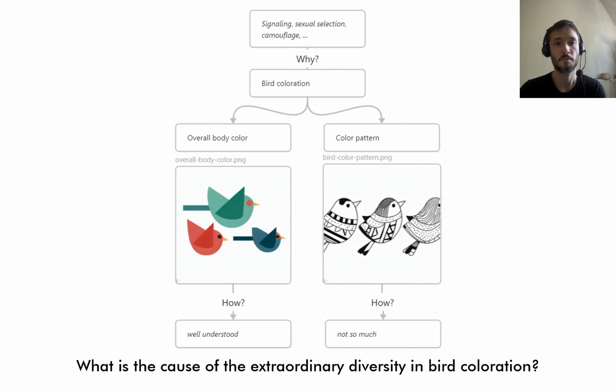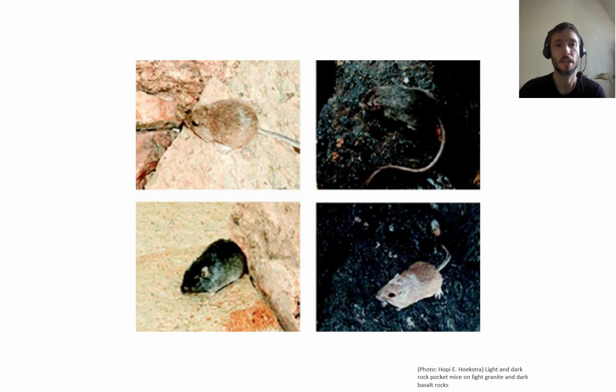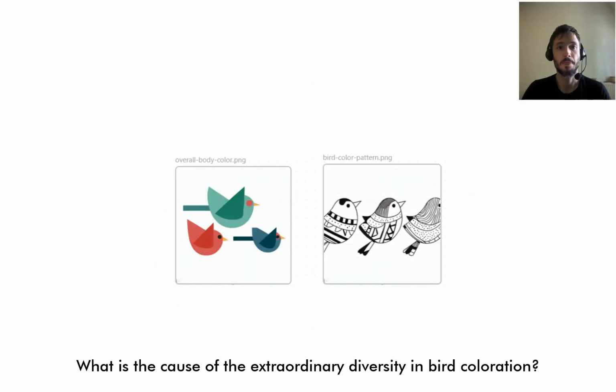In fact, color can be generated through deposition of pigments or by structural features that interfere with light. For example, the darker color of some populations of rock pocket mice that inhabit dark lava substrates is caused by coding changes in melanocortin 1, MC1R. Our study focuses on the mechanistic understanding of how bird color patterns are produced.